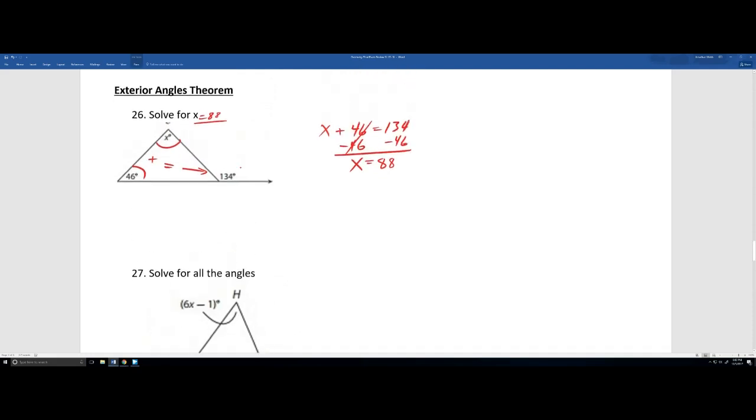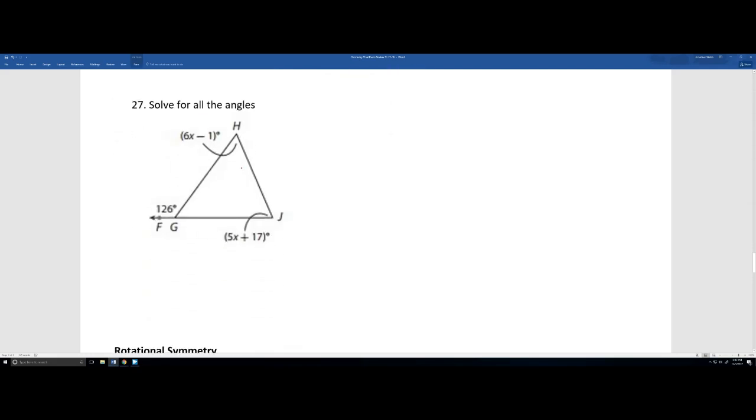All right, so just remember the idea. The two remote interior angles have to add up to the outside. Same thing here, guys. The two remote interior angles have to add up to the exterior angle. So we have 6x minus 1 plus the 5x plus 17. And again, they all add up to the 126 degrees.